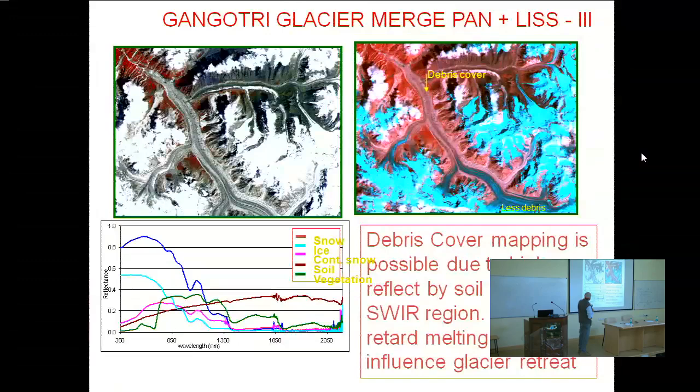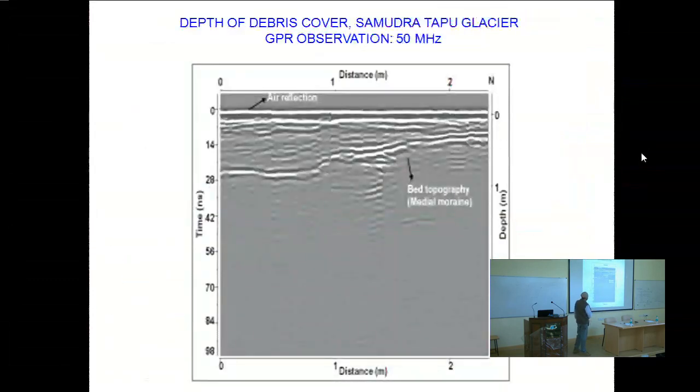So you can see here how we can use change in band combination to delineate the debris cover. And another key thing is the depth of debris cover. If you change the band combination, you can get on the surface whether there is a debris cover or not. But you want to know the depth, because if you want to convert this into the amount of melt, you need to know how much incoming solar radiation is on the surface, and how much of that incoming radiation is actually transferred to the glacier ice.